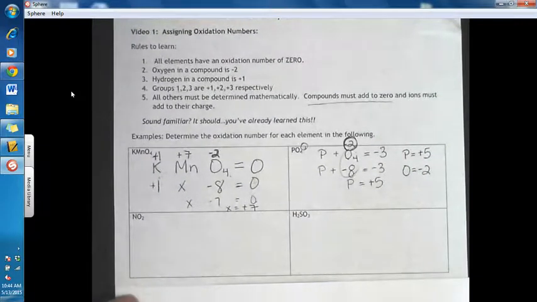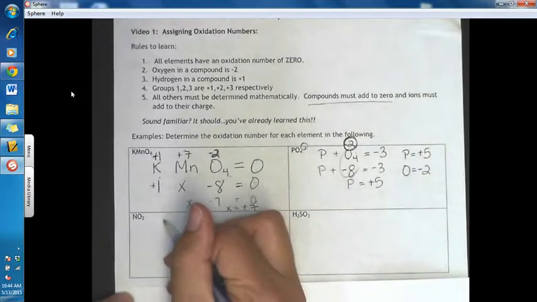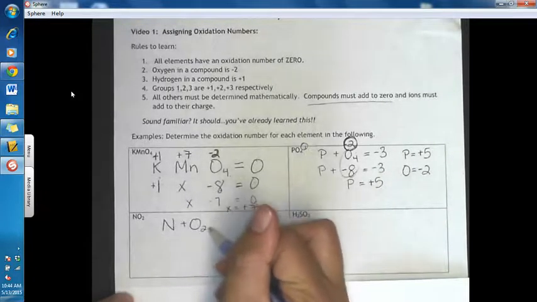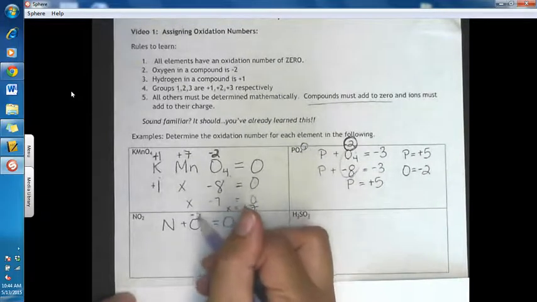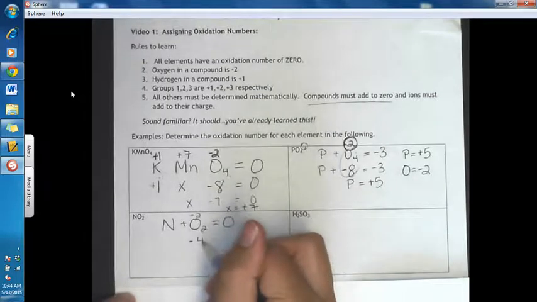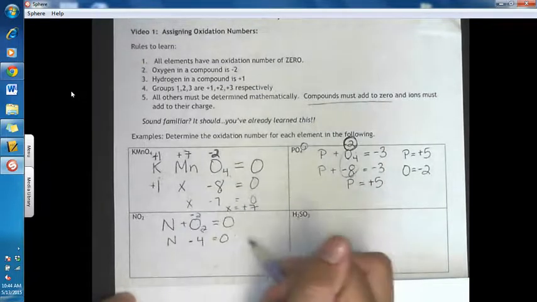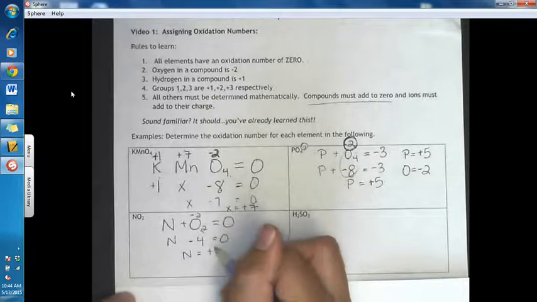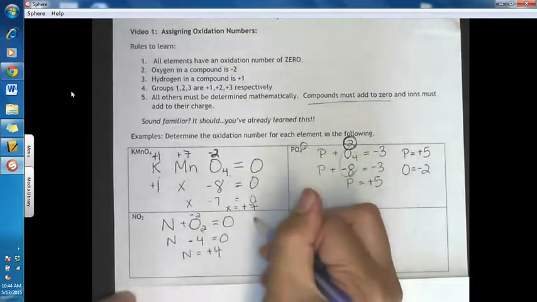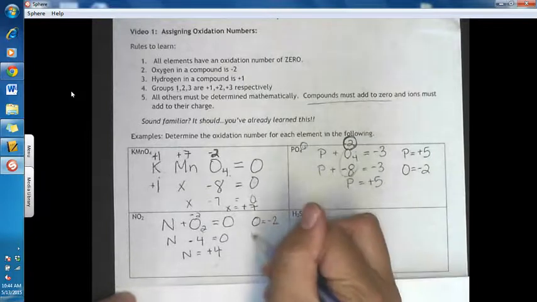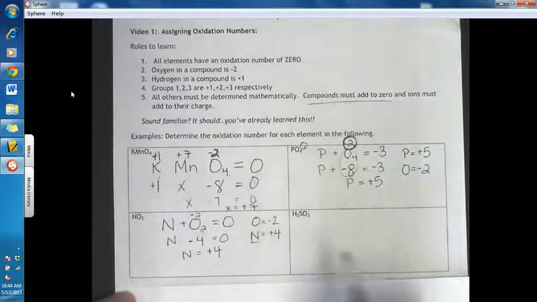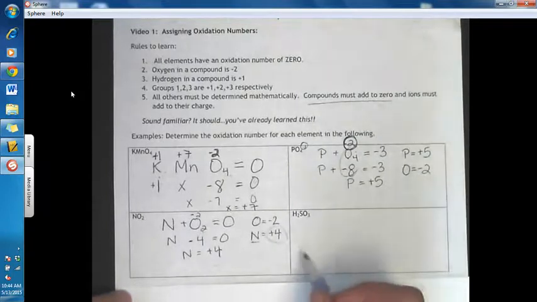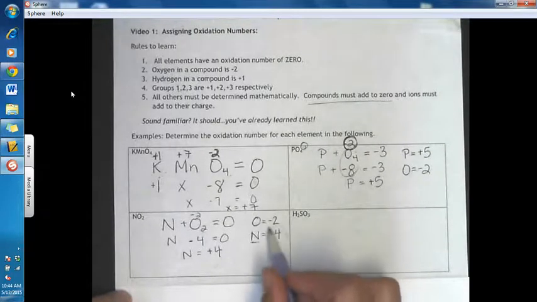Let's try nitrogen dioxide. Again, your total has to equal 0. Oxygen is always -2 times the 2 I have, so that's -4, plus my nitrogen, so nitrogen has to equal +4. So oxygen -2, nitrogen +4. And it's okay that nitrogen is a nonmetal and it has an oxidation number of +4, okay? Because this is not an ionic compound. This is okay to happen.